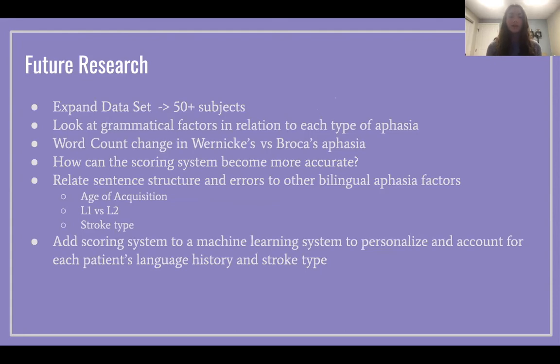In future research, I'd like to expand my dataset to over 50 subjects, as well as look at grammatical factors in relation to each type of aphasia. I'd also like to investigate word count and how it's different in Wernicke's versus Broca's aphasia, which may have affected this study. How can the scoring system become more accurate? Finally, I'd like to relate sentence structure and the errors to other bilingual aphasia factors.